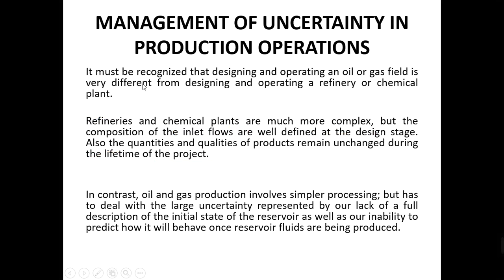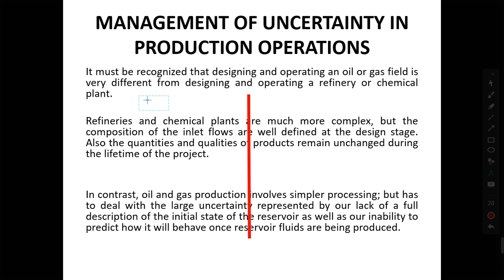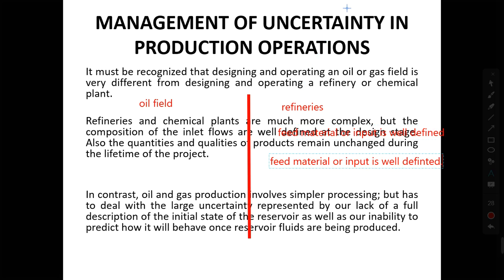Now remember, first what we are doing here is a contrast. We are talking about the oil and gas field, and then the refineries. In these refineries, the raw feed material or input is well defined. It means that we know what kind of crude oil composition we have. Once the crude oil composition is defined, you can set up your refinery based on this composition.